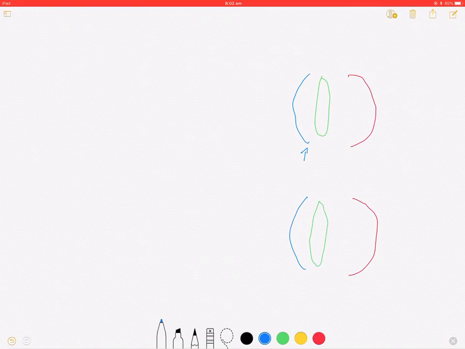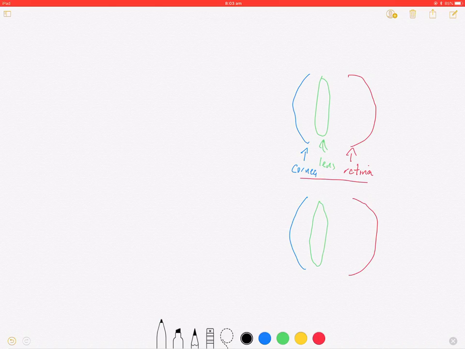In blue, what we have here is a cornea. In green, up here, we have a lens, and in red, we have the retina. So this here, up the top, is obviously a very basic diagram of an eye.